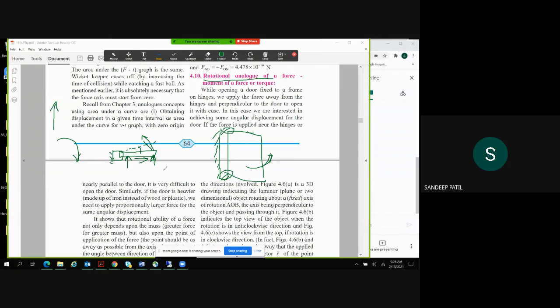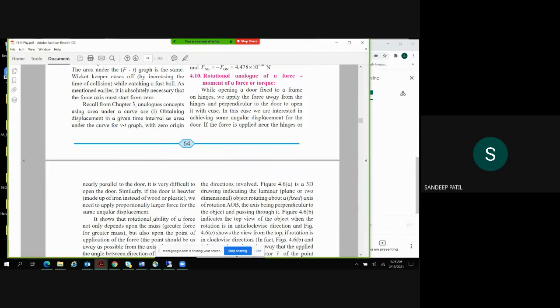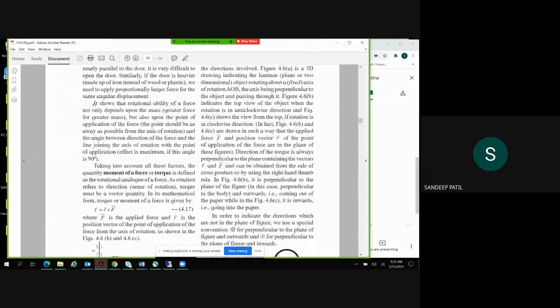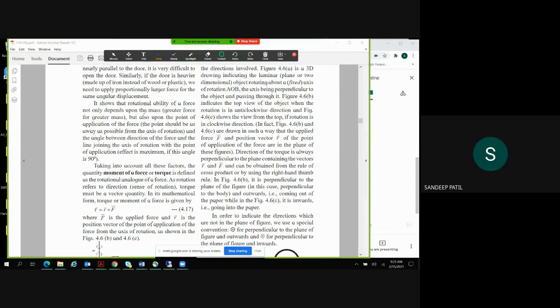So what does it show? It shows that there is something different we have to consider, or we have to deal with. It shows that the rotational ability of a force not only depends upon the mass, right? So the rotational ability here is not dependent only on mass, right? But also depends on the point of application of force. The point should be as far as possible from the axis of rotation.